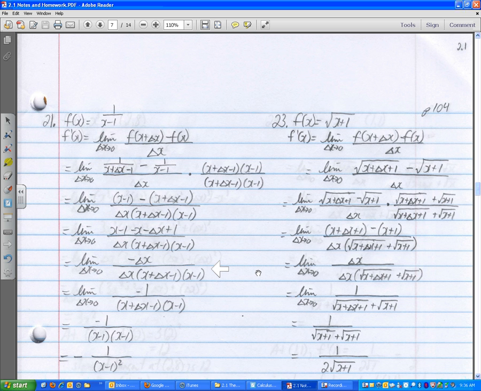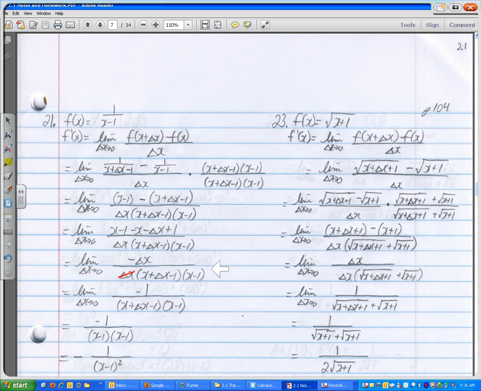Because I can divide out a delta x. That delta x divides with that one, leaving you with just a negative 1 as your numerator, and then x plus delta x minus 1 times x minus 1 is our denominator. Notice I'm still writing down limit as delta x approaches 0.